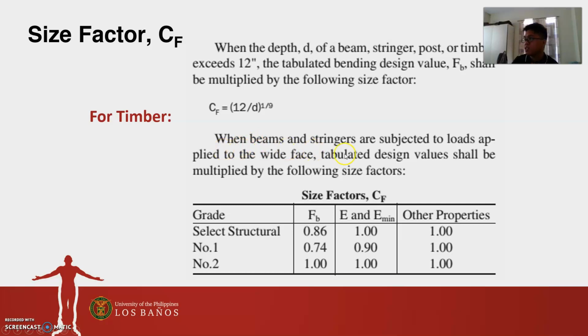And when beams and stringers are subjected to loads applied to the wide face, then we will use this table instead. So when do we use beams and stringers in such a way that the loads are applied to the wide face? Can you think of one? So the most common example is the use of stairs, right? As you can imagine, the beam is oriented in its weak axis, and then you step on the member, and so the load is applied to the wide face. If that is the case, and if it is beams and stringers under timber, then you have to use this factor here.